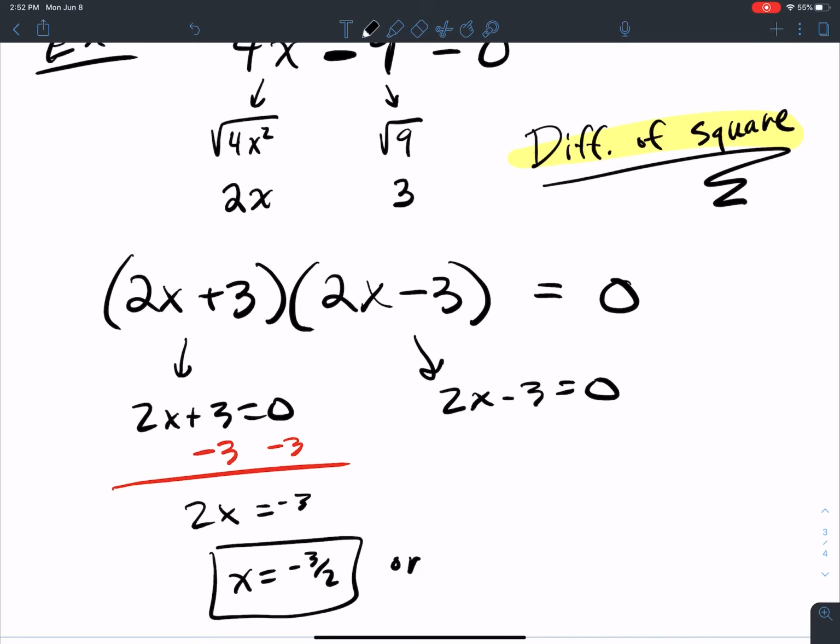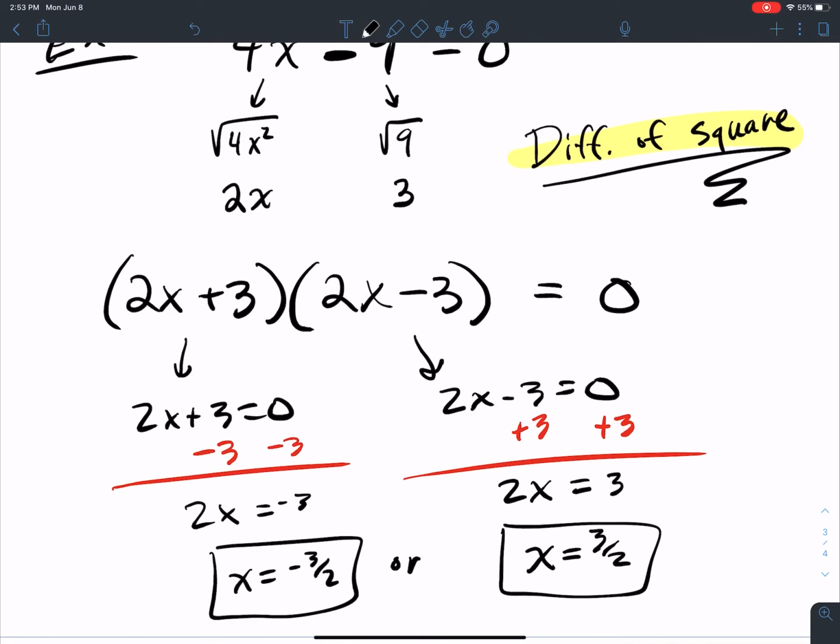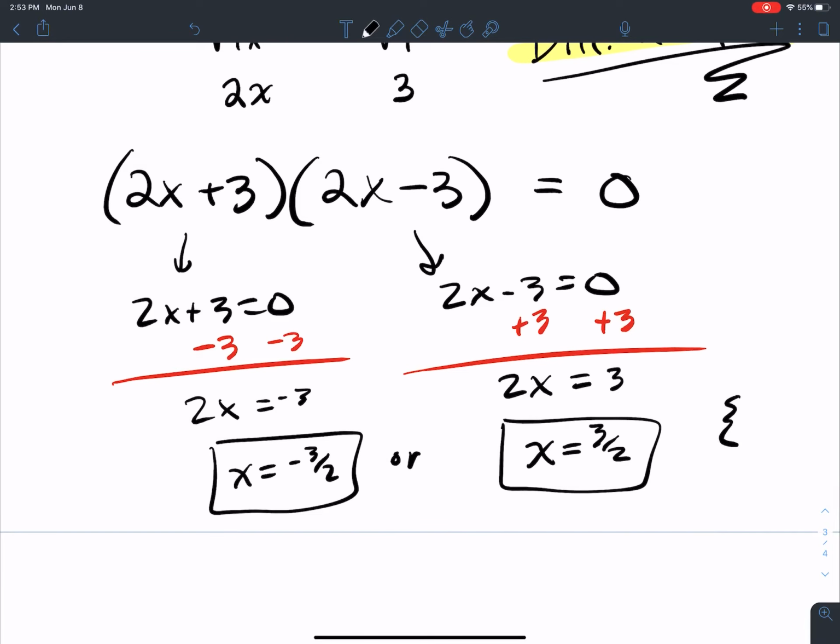Or, over here, I'm going to add 3. And so I get what? I get 2x equals 3, and then I divide by 2, and I get x equals 3 over 2. Okay? So those are my 2 solutions. So my solution set is negative 3 over 2, comma 3 over 2. Close it up. That's the solution set right there. 2 answers, plus or minus.